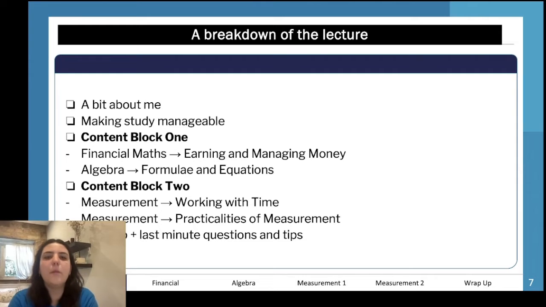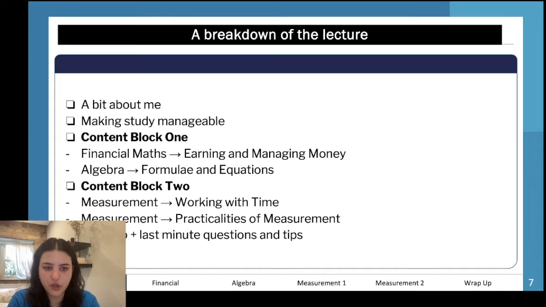Okay, so a little breakdown of today's lecture and how it will be structured. Firstly, I'm going to talk a little bit about me. I'm going to give you an intro to who I am and who I am in relation to being your lecturer today. We're then going to talk about making study manageable, as you are definitely moving into a completely new phase and kind of uncharted territory in high school.